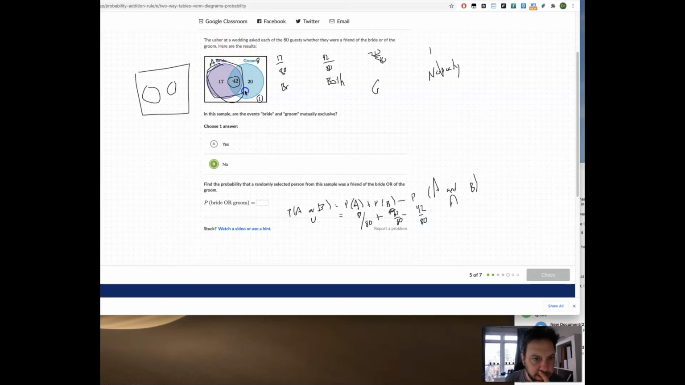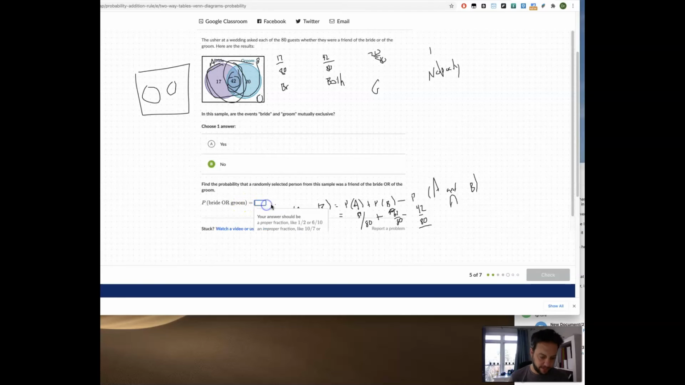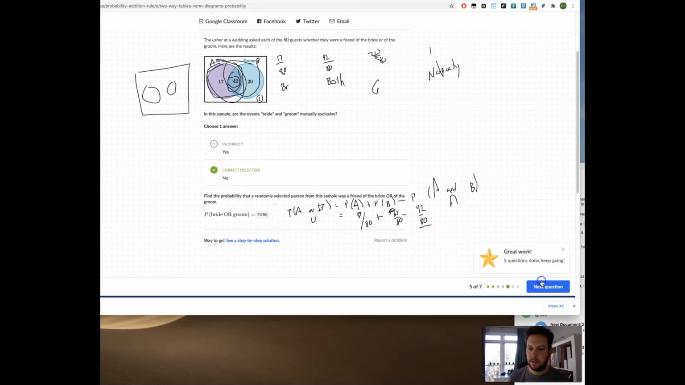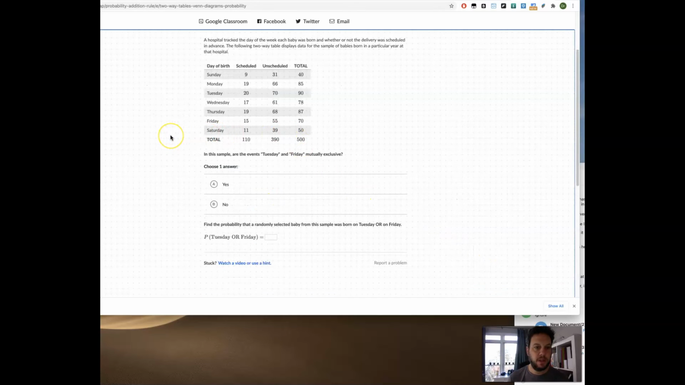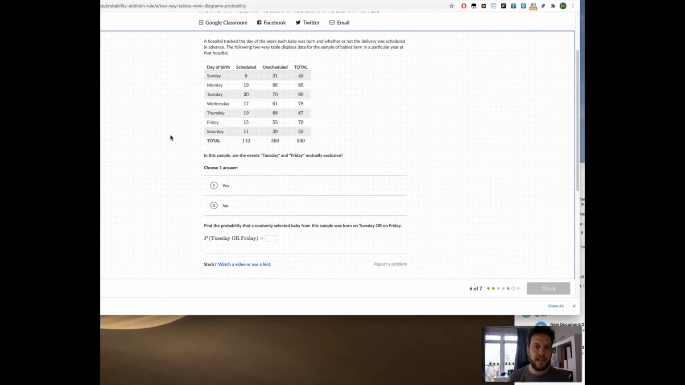So this circle has 59, this circle has 62, but these 42 people have been counted twice, so we have to subtract them out so that they're only being counted once. So let me get what, 121 over 80, 121 minus 42 is 79. Oh yeah, that makes sense. So bride or the groom is everybody except this weirdo here, so it should be one less than 80 out of 80.